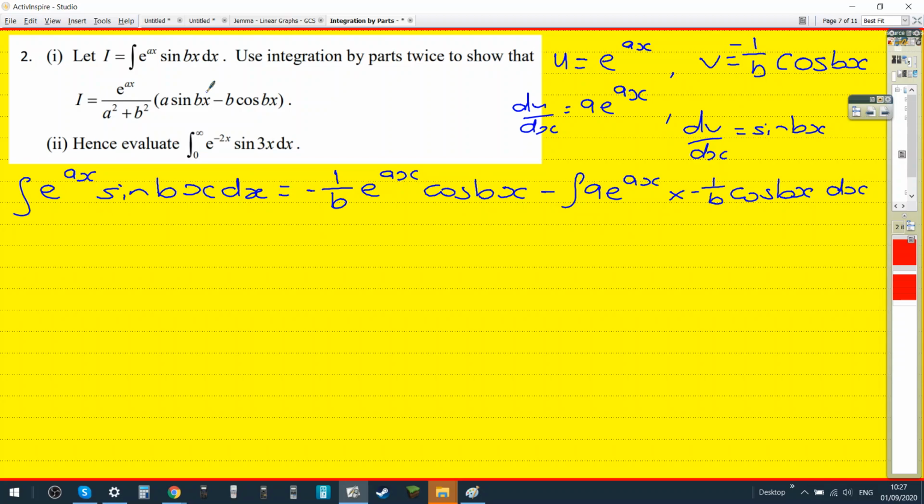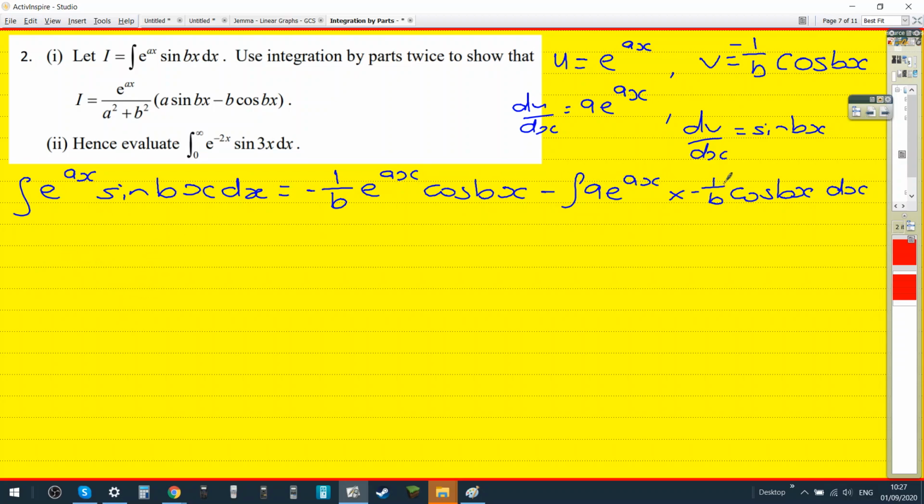Okay, so I guess you have to do u is equal to ae to the ax because it says use it twice. And I don't think the first part needs to be solved by integration by parts. Let's see. E to the ax. Okay. So u equals ae to the ax. But how would you differentiate that?